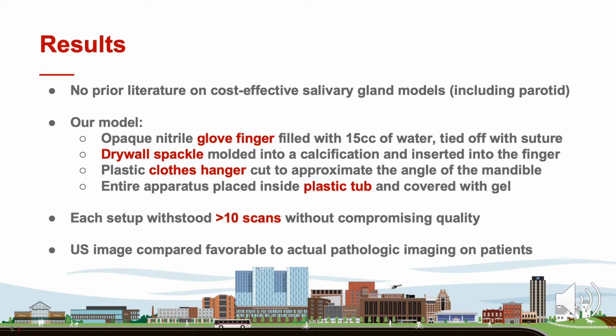And the goal with the components of our model was to make it out of things that were easy to find around the house or on the medical school campus or in a hospital, things that were relatively cheap, easy to access, and easy to build into a working and representative model. So those are the four components of our model.